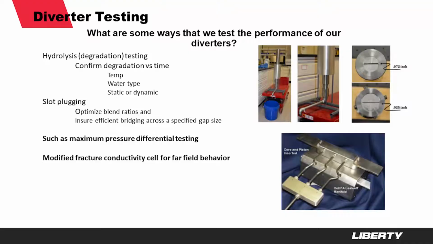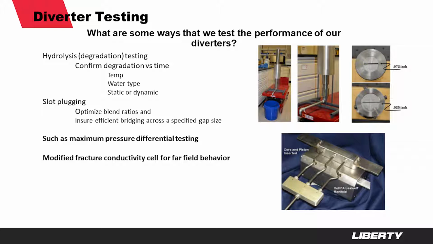So what are the ways that we test for performance of our diverters? The most basic testing that we do is hydrolysis or degradation testing. This helps us to confirm the material will be gone in a defined time frame using your specific conditions such as temperature and water type. This can be done either static or dynamic.